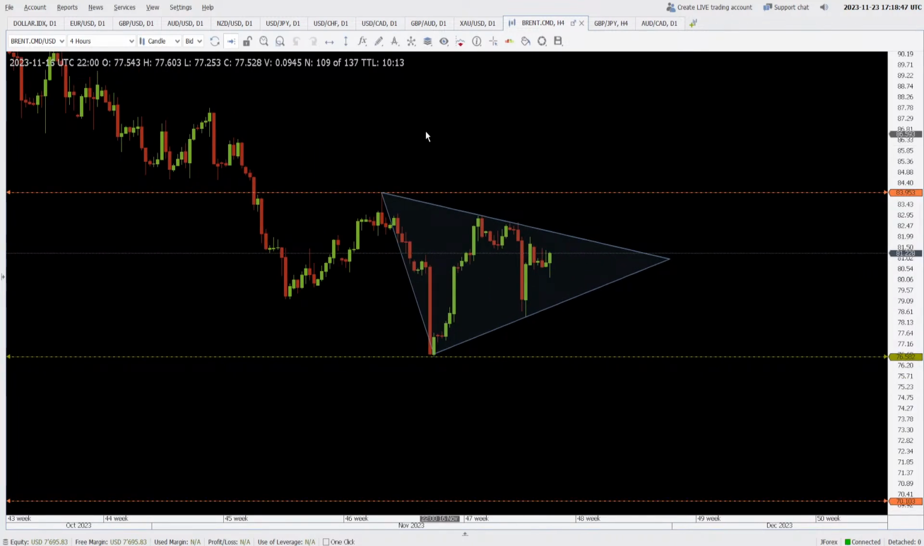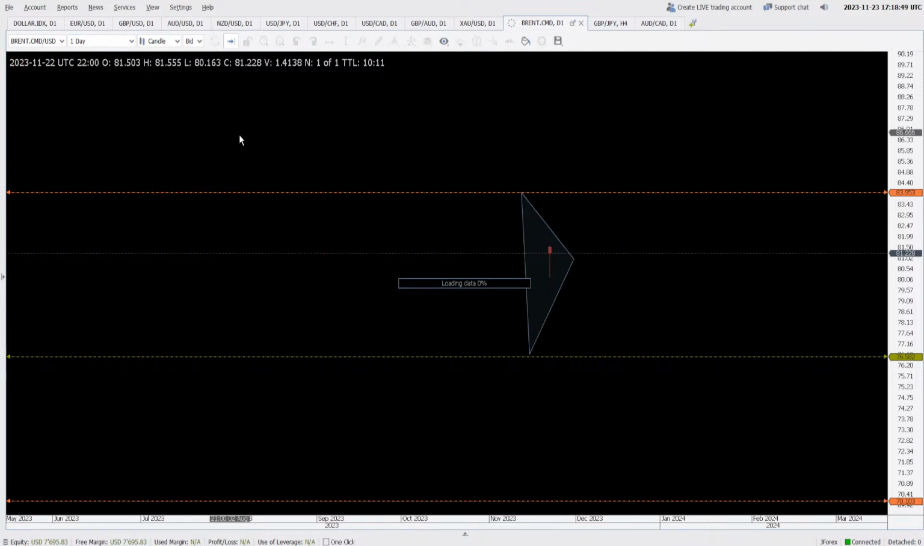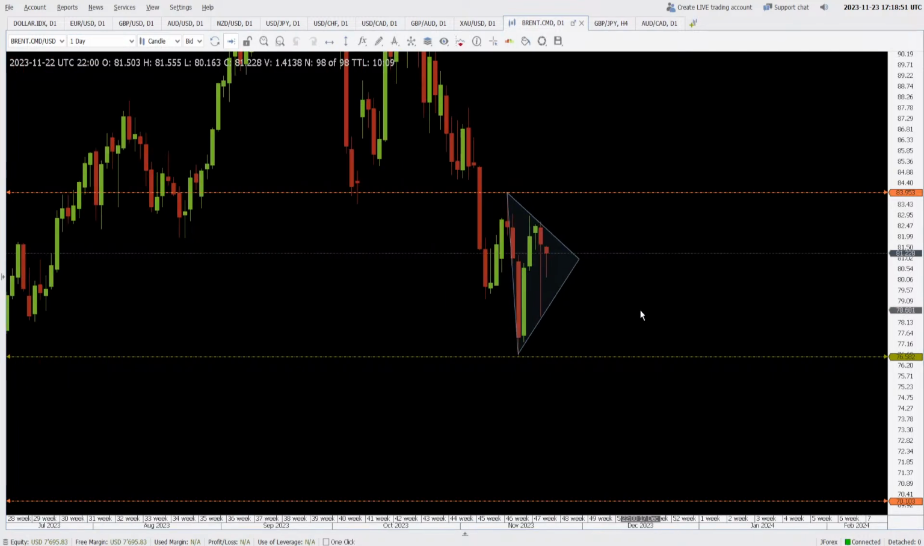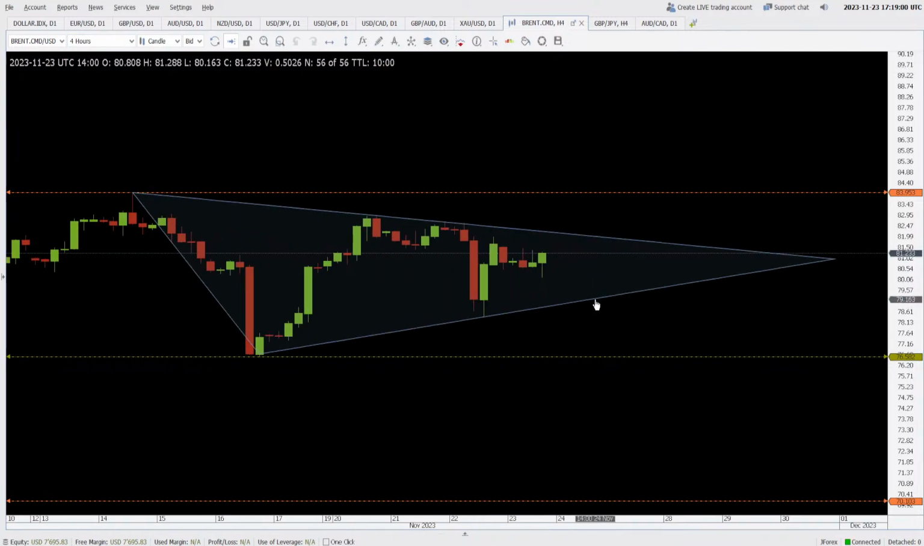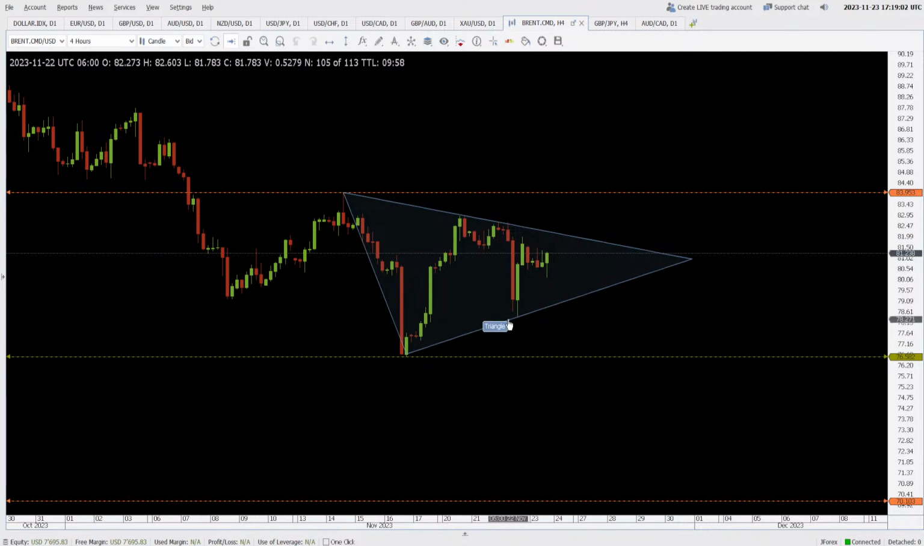Brent, okay. I was thinking that the price is going down, but no. Okay, on the daily chart, it is down. It went much lower yesterday, then it was bought back, but still it is within that triangle. If I go to 4 hour, I will see, yes, the price went lower, then it was bought back.